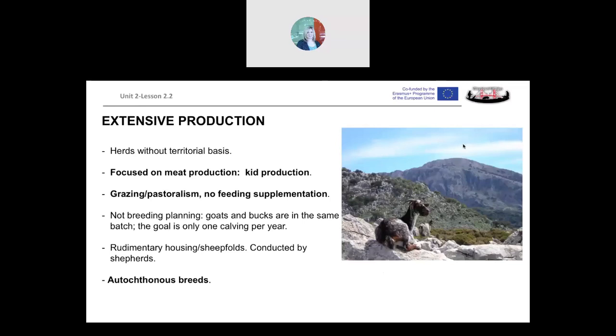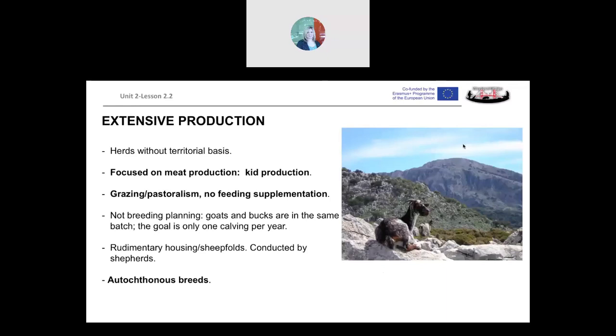herds that usually don't have territorial bases, so they are usually in mountainous areas, in areas that are not good for agriculture. Usually these kinds of production systems are dedicated to meat production. The feeding is based on grazing and pastoralism. There is no feed supplementation.